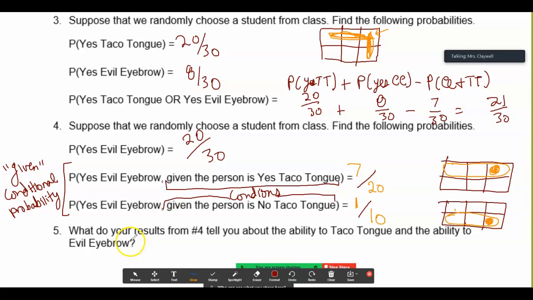So based on our results in number 4, we see that a person is more likely. How does your ability to do taco tongue affect your ability to do evil eyebrow? If you can do taco tongue, you are more likely to be able to do evil eyebrow.